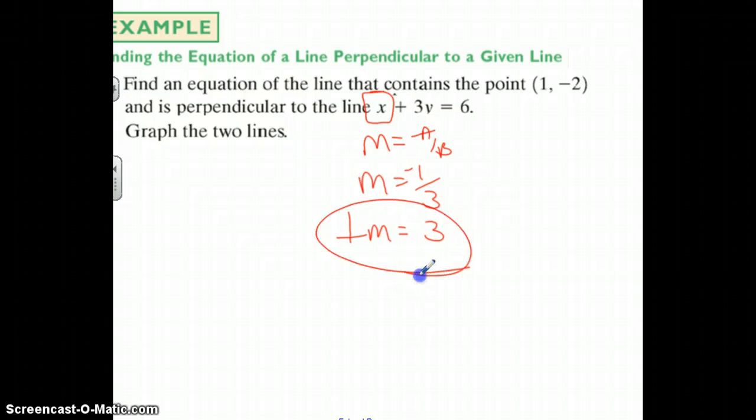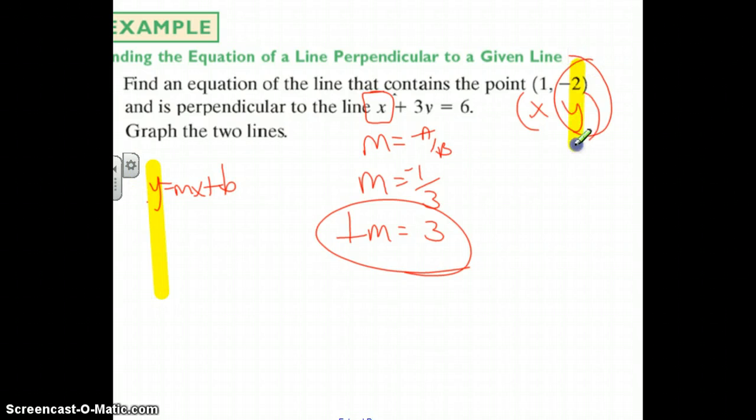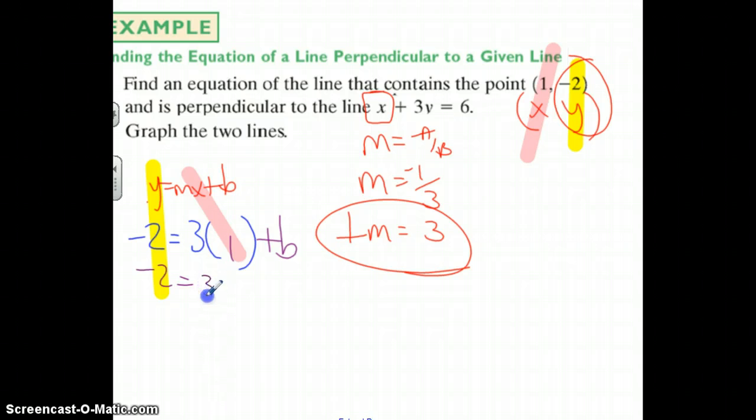So I would use slope of 3, and I have again a point here, so I'd run this scenario y equals mx plus b. The y value is 2, so I'll plug in a 2 for the y. Actually, that's a negative 2. The slope is a 3. The x value is 1, so I'll plug that in here, and I'll solve for b. So negative 2 is equal to 3 plus b, or negative 5 is equal to b.